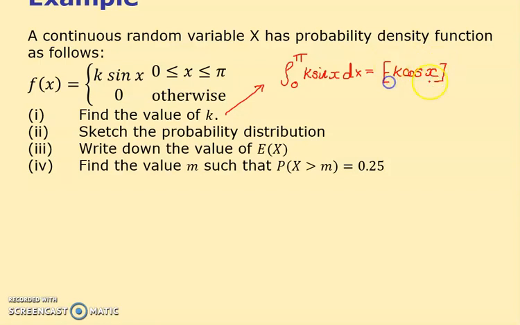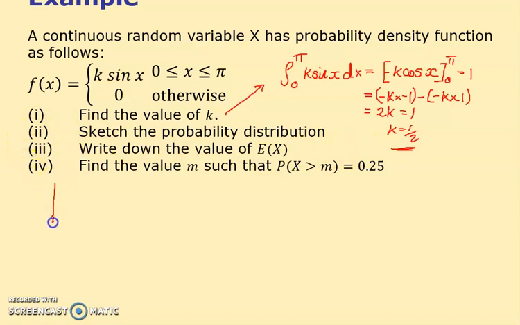between 0 and pi. So let's put pi in. That will give me minus k. Cos of pi is minus 1. Minus, I put 0 and I get 1. So I get that minus a minus k times by 1. So I think that's k plus k, which is 2k. And we know this thing has to equal 1, so this equals 1, k equals a half. Happy with that.